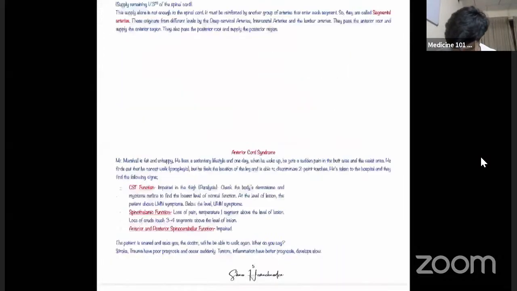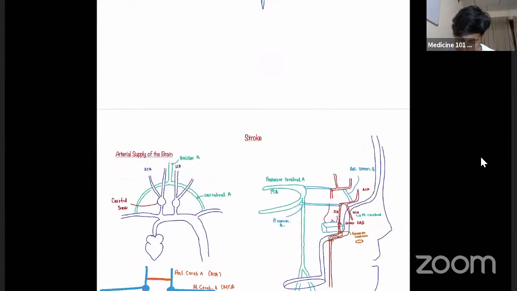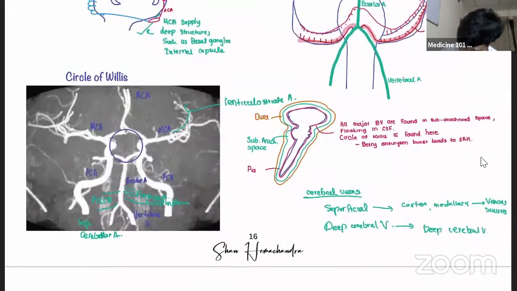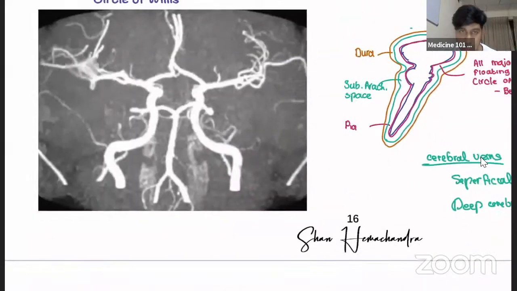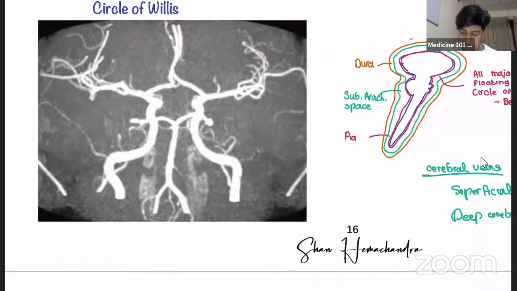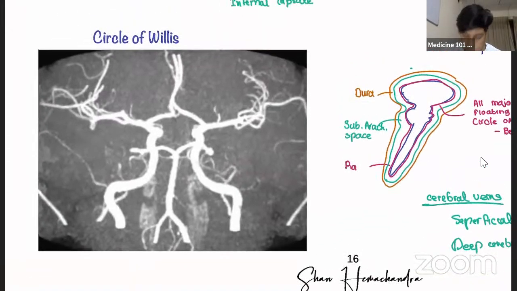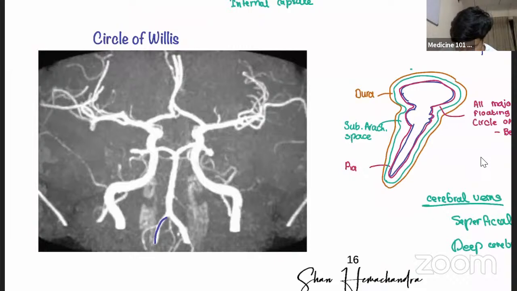Let's talk about the circle of Willis. I hope you guys have at least heard of what the circle of Willis is. First thing, I'm going to teach you how to draw the circle of Willis and also how to read an MRI. You will see this MRI very often in the hospital. This is the blood supply of our brain, and this is called the circle of Willis.